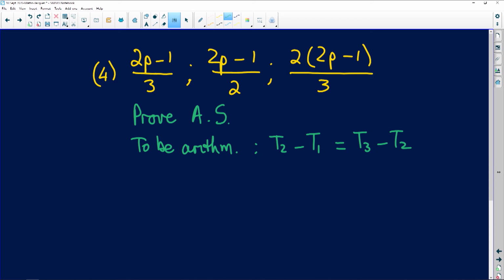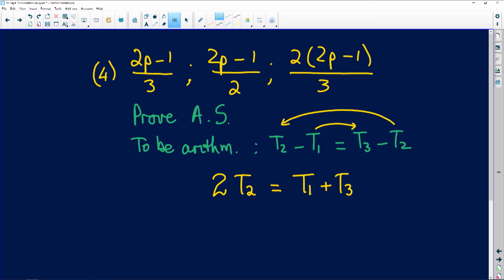Now this can be written differently, and I want to use it in a different way. I want to show that twice, so I'm going to throw term 2 over, say term 2 plus term 2, there's 2 term 2's, will be equal to term 1 plus term 3. So I'm throwing that to the other side. And if I can prove that, then I know this is arithmetic. Okay, and I think this is easier. It avoids using the fractions. So let's have a look.